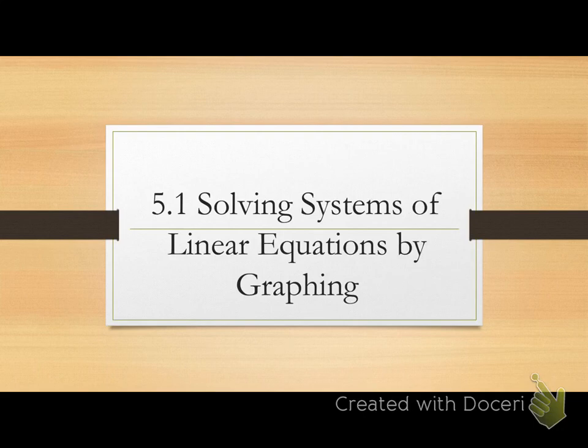Okay? Chapter 5 is all about solving systems of equations. There are multiple methods to solve systems of equations. So today, we're going to look at solving systems of linear equations by graphing.